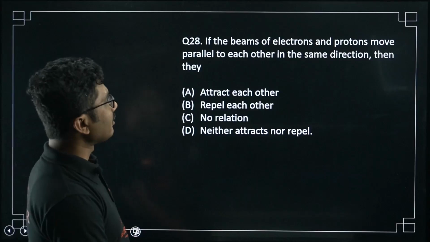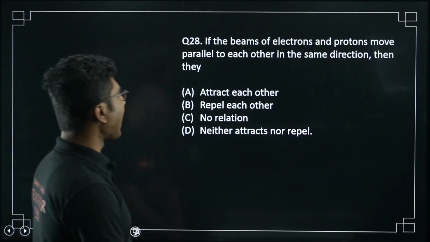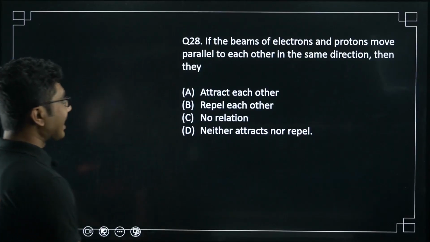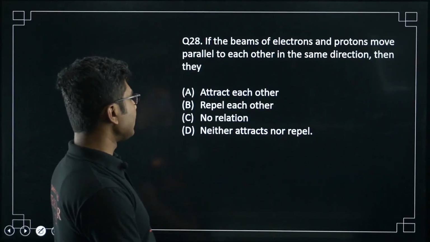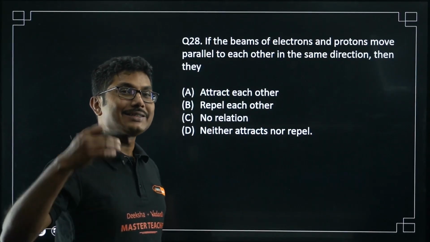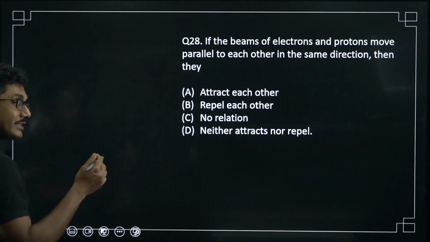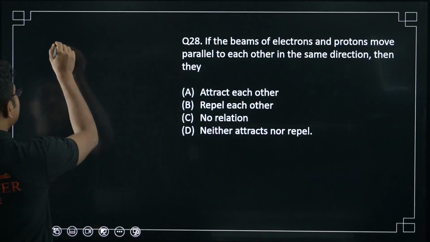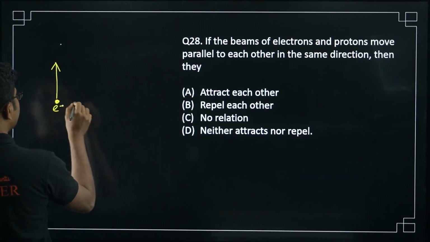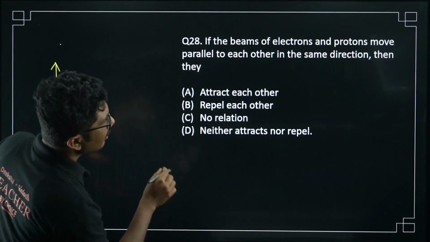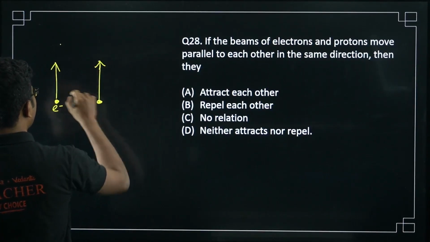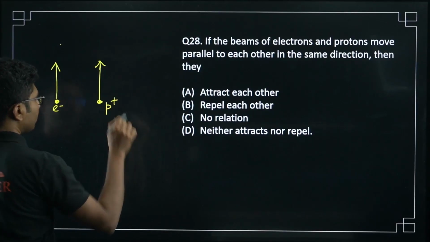The beams of electrons and protons move parallel to each other in the same direction. Then they will attract each other, repel each other, no relation, neither attracts nor repels? Now electrons and protons generally tend to attract each other in a static condition, right? Opposite charges attract, but in this case, suppose this is an electron moving in this direction, and this is a beam of protons, also moving in the same direction. So this is the direction of electron, this is the direction of proton.